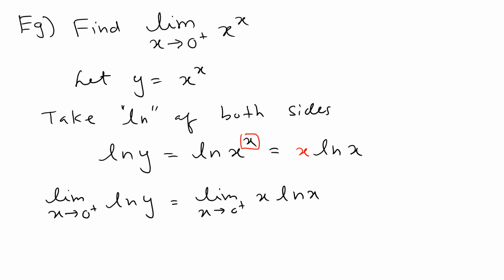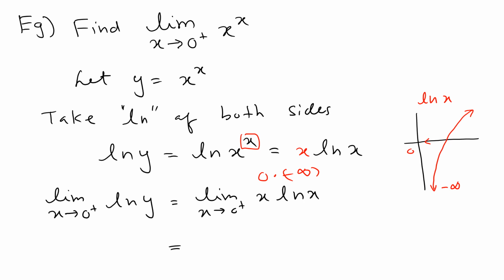Now when you do that, let's review the graph of natural log. Remember the graph of natural log is like that. So when x goes to 0, ln x goes to negative infinity, and the first factor x goes to 0. So it's a 0 times infinity problem. If you have a 0 times infinity problem, before you take the derivative, you have to convert that into a 0 over 0 type or infinity over infinity type.